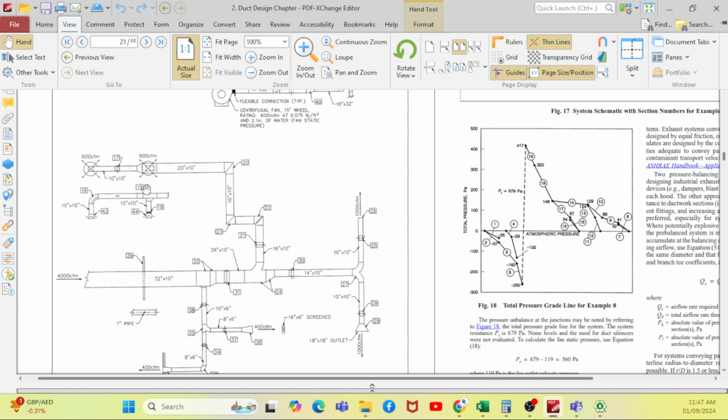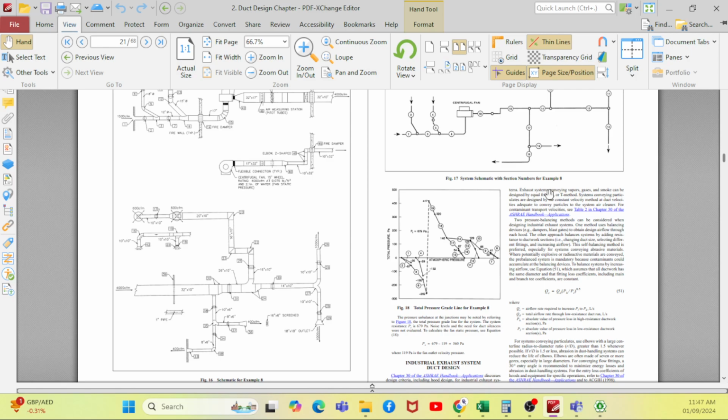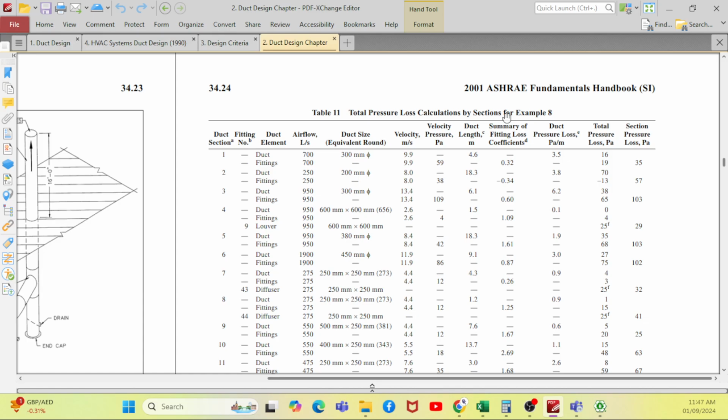If you have any doubt, you can do the calculation for one path, then do the verification for the other path, and compare which is higher, so that you get the maximum pressure drop. That is also one of the methods. And if you go further down, as per ASHRAE, they have given the method for how to calculate the static pressure. There are normally two components: one is the ducting and the other is the fitting.